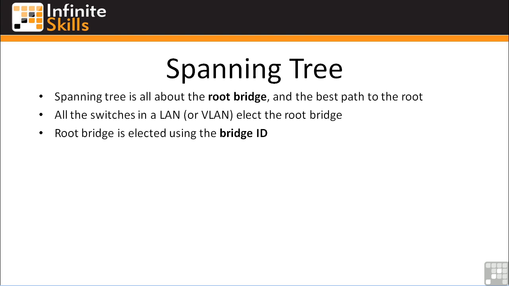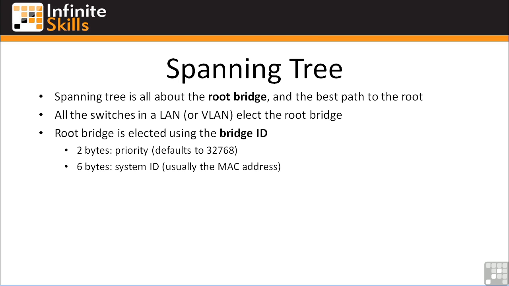The root bridge is elected using the bridge ID. The bridge ID is an 8-byte identifier. The first 2 bytes of the bridge ID are the priority. The priority on every switch defaults to 32,768, or right in the middle of that 2-byte range. The other 6 bytes are the system ID. 99.99999 times out of 100, it is the MAC address of the switch. If you look at any switch, you see the system MAC address. On some older switches, it's referred to as the BIA, or the burned-in address. And that's the system ID part of the bridge ID in Spanning Tree.